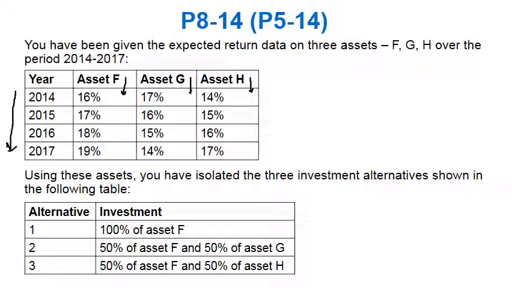Using these assets, you have isolated the three investment alternatives shown in the following table. Here we have the investment alternatives. Alternative 1, you invest 100% of your funds into asset F. Alternative 2, you invest 50% of your funds into asset F and 50% of your funds into asset G. And then alternative 3, you invest 50% of your funds into asset F and 50% of your funds into asset H. So that is the information that we are given.